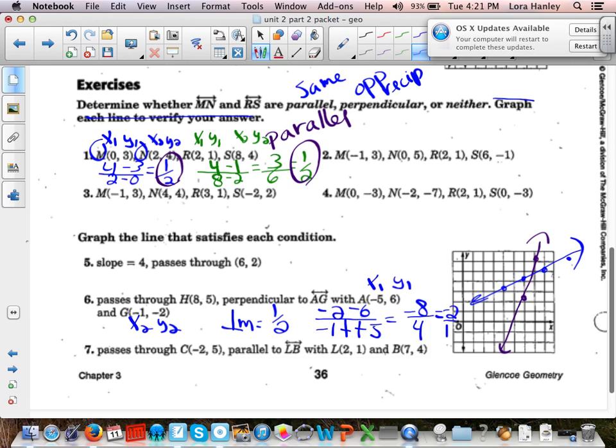So that is all the new information. Please complete the odd problems on this worksheet, study guide, and the page before it, as well as the skills practice. And when you're done with that, you can work on your city designer project.